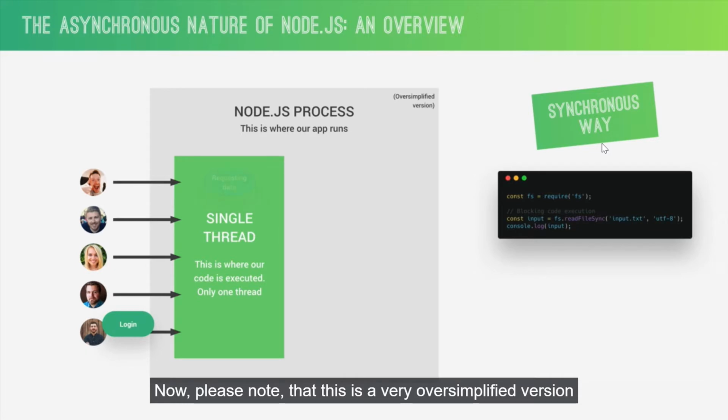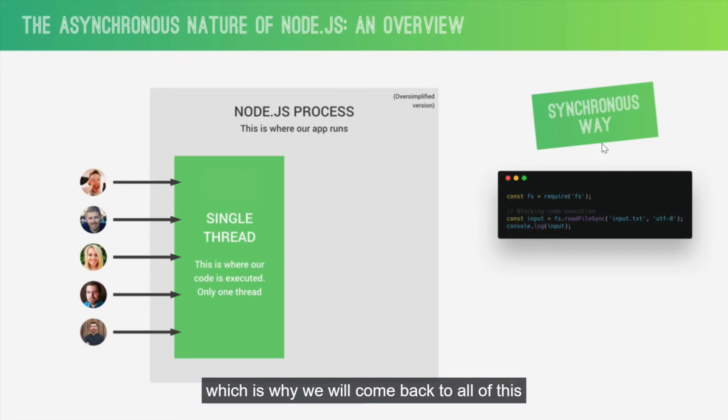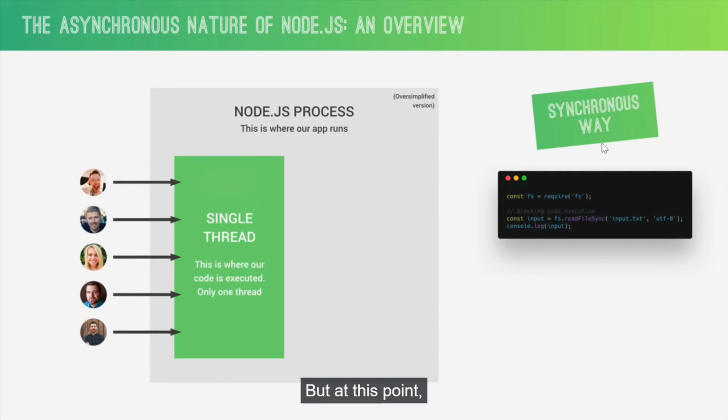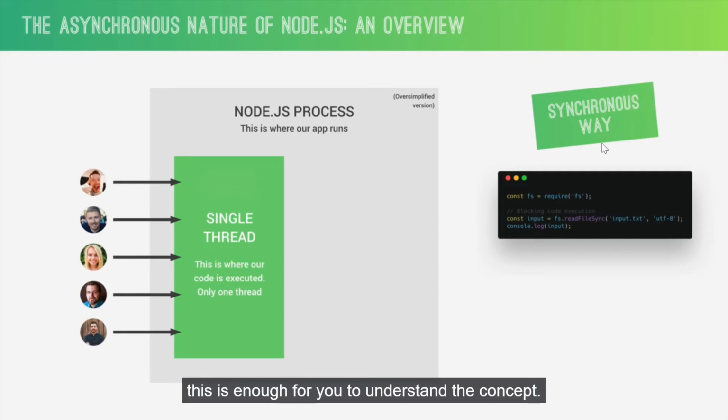Now, please note that this is a very oversimplified version of what really happens behind the scenes of Node.js, which is why we will come back to all of this in the next section and get an even deeper understanding of how Node.js handles asynchronous code under the hood. But at this point, this is enough for you to understand the concept. It's better to go step by step here and not make it too confusing right from the beginning.